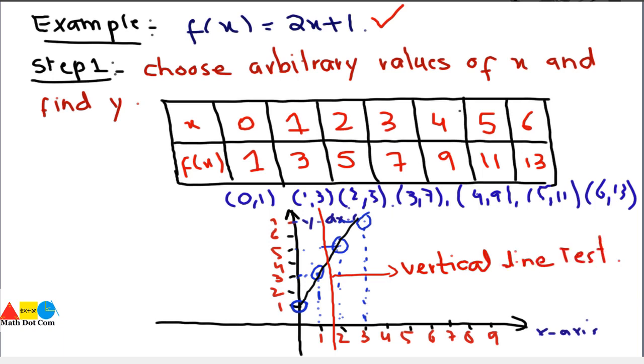As this line is cutting the given graph at only one point, we can say that f of x is a function, as there is no value of x that is repeating for which we are getting y. So no two values of x are repeating, and the vertical line test is also successful. So we can say that this given relation is a function.